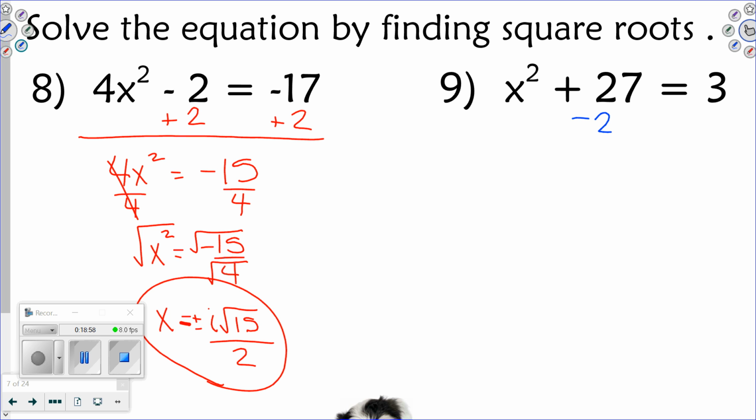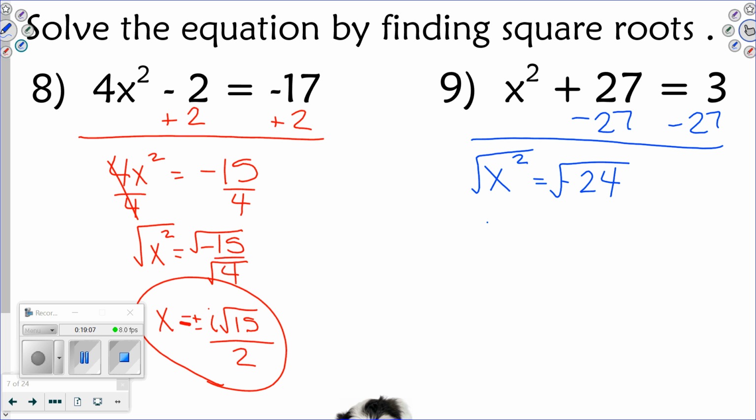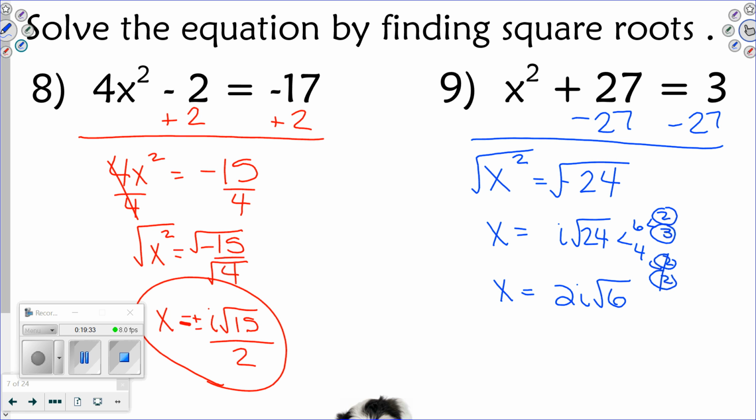subtract the 27. So x squared equals negative 24. Take the square root. So x equals, what do we know about the negative? It's going to be an i. And then 24, we want to go ahead and break that down. All right, so we get a pair of 2's. So 2i, and then we have left over 6. Good? Plus minus. If I throw that at you enough and yell at you, maybe you'll remember it.